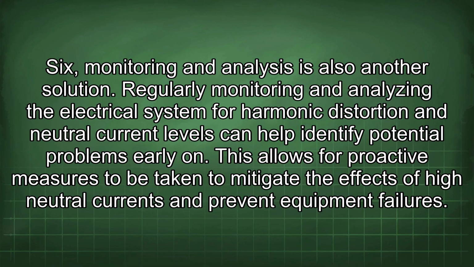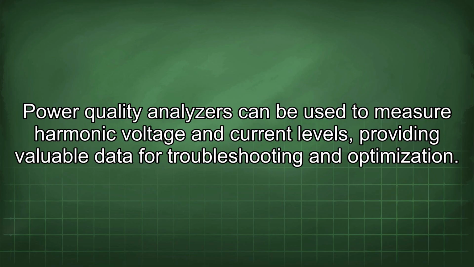6. Monitoring and analysis is also another solution. Regularly monitoring and analyzing the electrical system for harmonic distortion and neutral current levels can help identify potential problems early on. This allows for proactive measures to be taken to mitigate the effects of high neutral currents and prevent equipment failures. Power quality analyzers can be used to measure harmonic voltage and current levels, providing valuable data for troubleshooting and optimization.